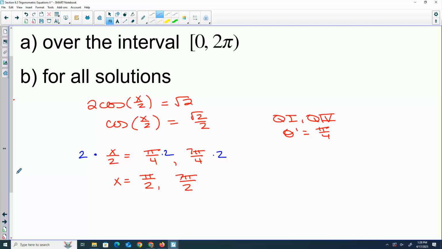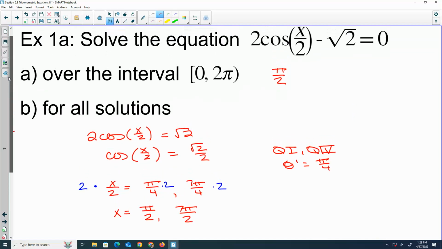So, my questions. When I say part A, find every answer between 0 and 2 pi. 7 pi over 2, that's like 3.5 pi. That is not in my interval. Pi over 2 is the only one that fit in my interval.